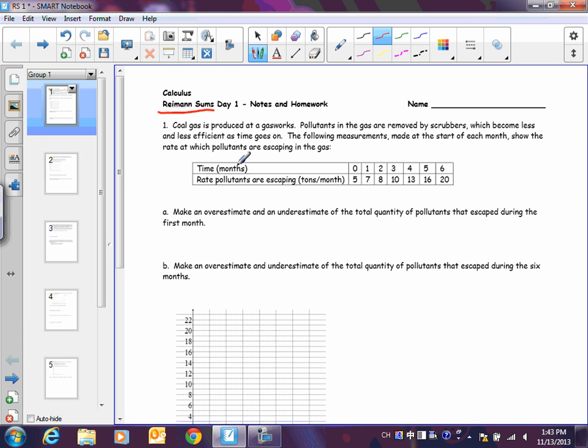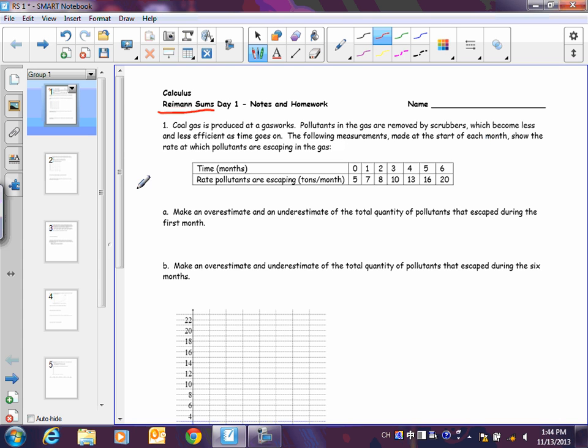Imagine that it's my job to measure these pollutants. Today, we'll say it starts the first month, and no time has passed. I get out a nifty little gadget that measures the speed at which the pollutants are being released, and it's 5 tons per month. Then after 1 month has passed, I take that measurement again, but now it's 7 tons per month. This is totally aligned with the fact that the scrubbers are going to become less efficient. There's going to be more and more pollutants.